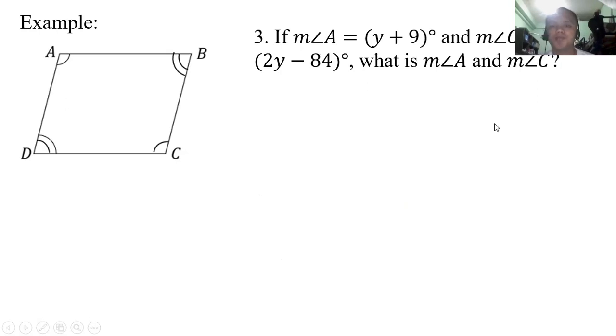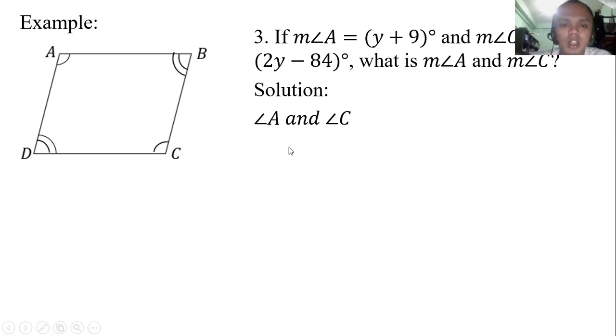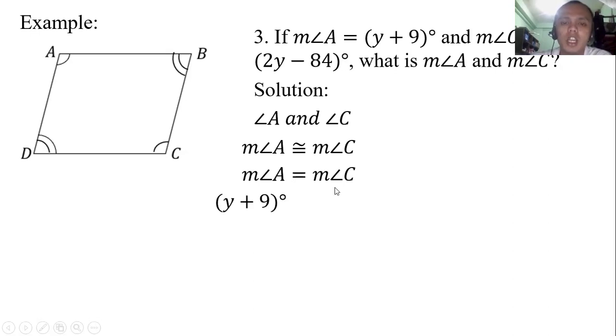Okay? How about this one? If measure of angle A is equal to y plus 9 degrees and measure of angle C is equal to 2y minus 84 degrees, what is the measure of angle A and angle C? Now, angle A and angle C, anong relationship? They are opposite angles. If they are opposite angles, therefore they are congruent, and if they are congruent, they are equal. Now, substitute your measure of angle A to y plus 9 degrees, your measure of angle C to 2y minus 84. Remove muna natin yung degree signs so that we can find the value of y.